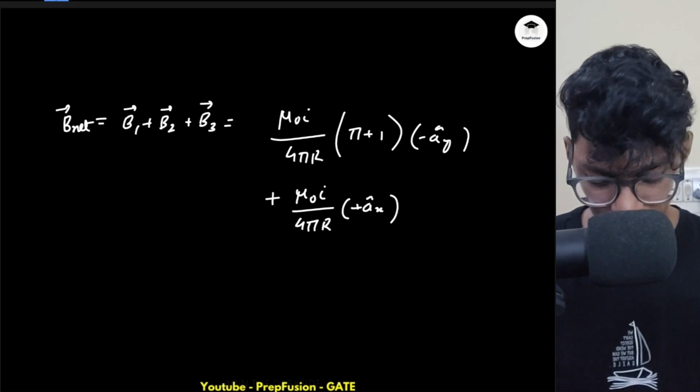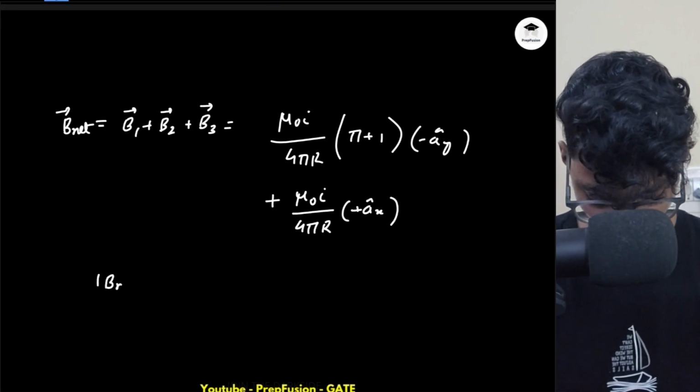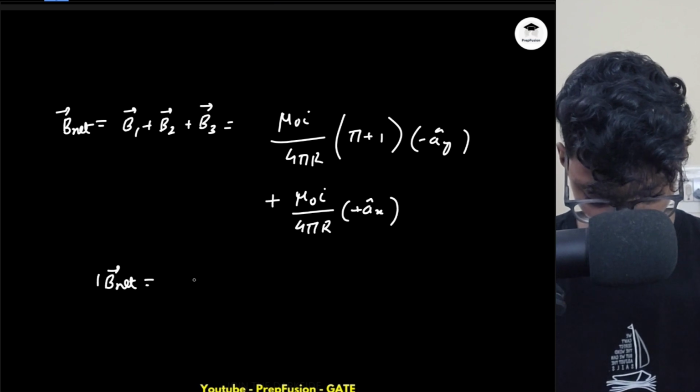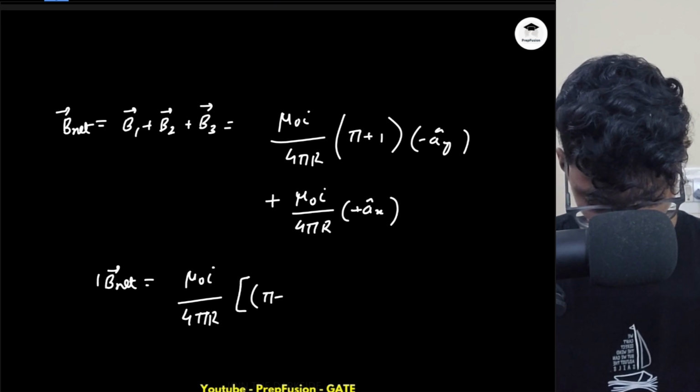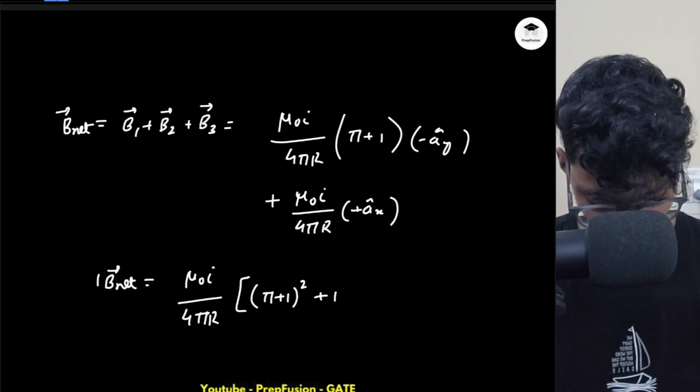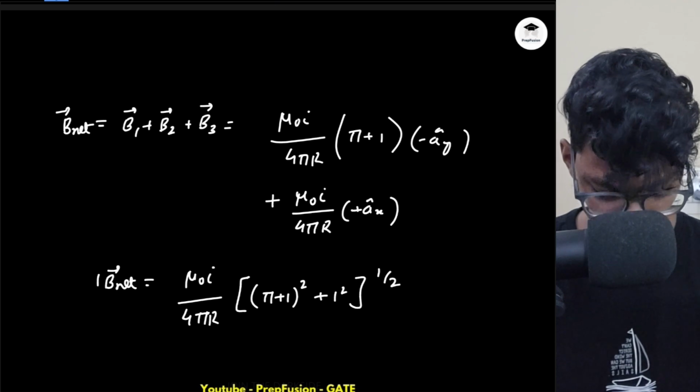Correct. So what will be the magnitude of my B net? Because they have asked in the question the magnitude of B net. Your magnitude of B net will be mu naught I by 4 pi R outside, times the square root of (pi plus 1) whole square plus 1 whole square. This will be the magnitude.